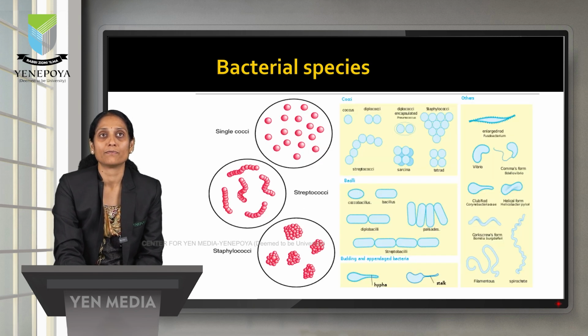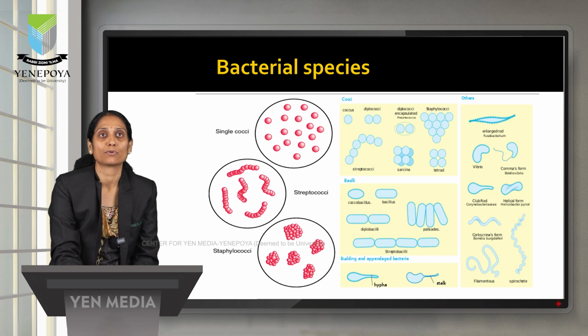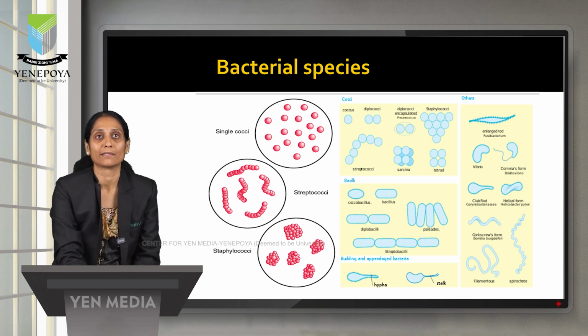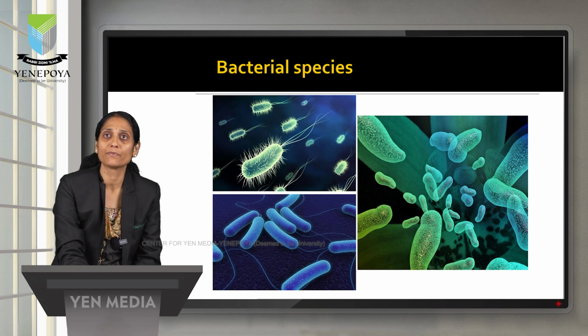In this picture, we can see that the first picture shows the single cocci, in a single cluster, and next you can see the streptococci, which are in chains, and the next one is the staphylococcus, which are in clusters. In the next picture, we can see the bacilli, which are in the form of rods.